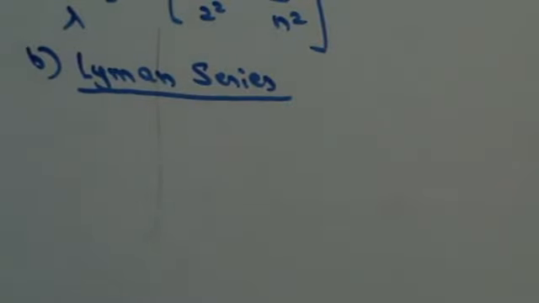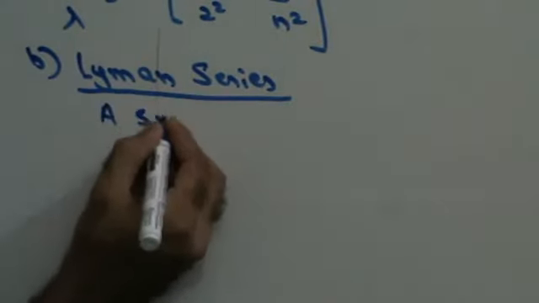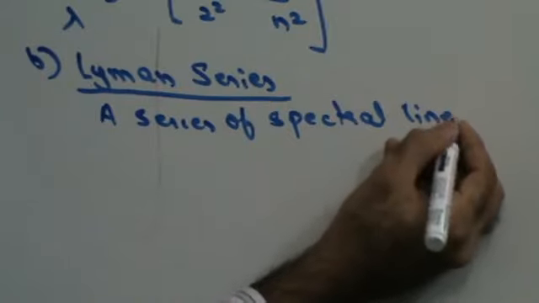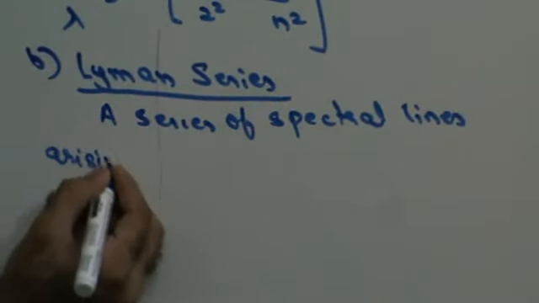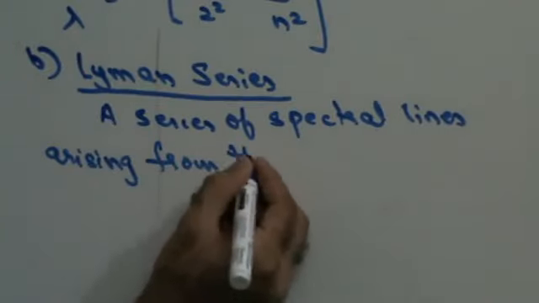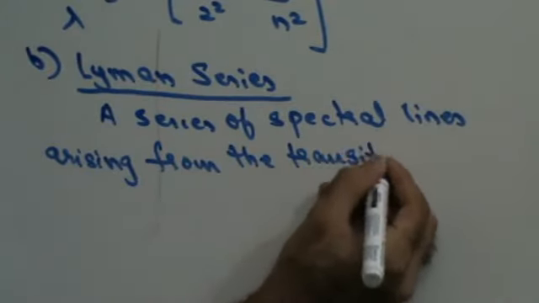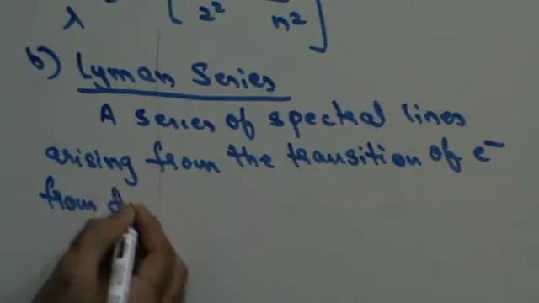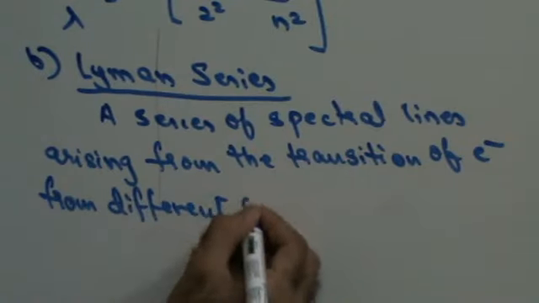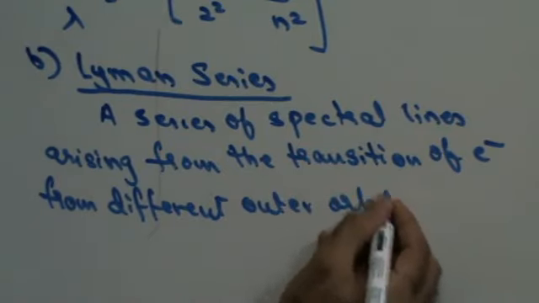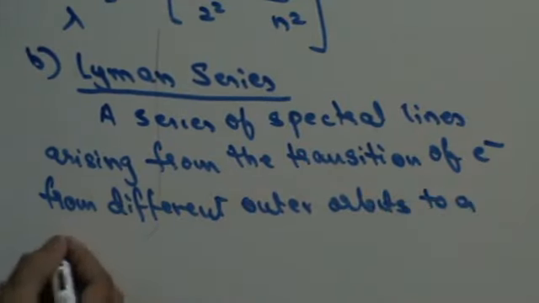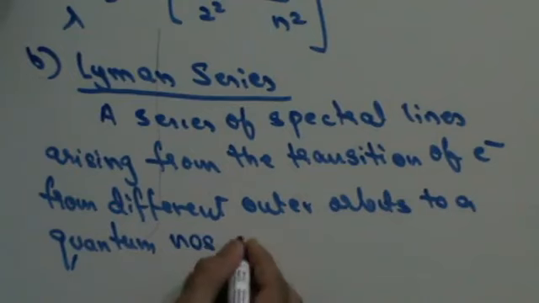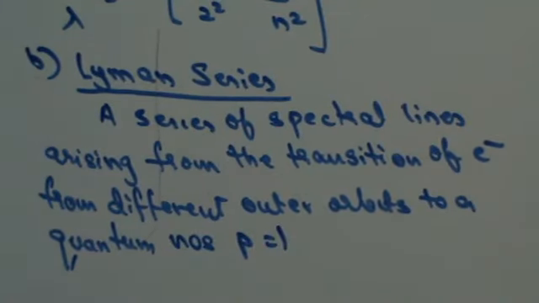Yes, p will be 1. It is a series of spectral lines arising from the transition of electrons from different outer orbits to a quantum number p is equal to 1. Fine, do you get this in here?